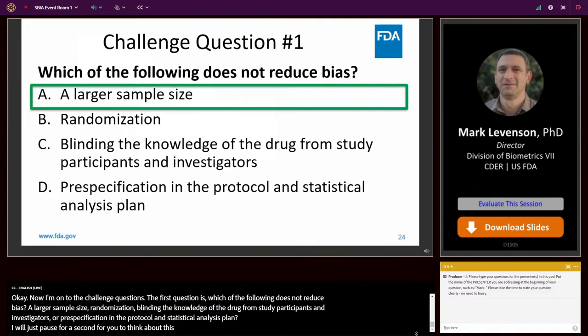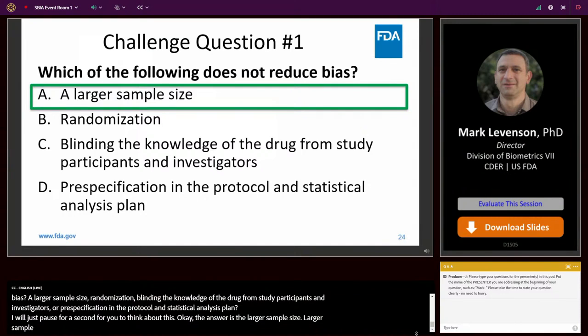Okay, the answer is a larger sample size. Larger sample sizes will reduce variability, but may not affect bias. As we saw in those bullseye examples, you can have low variability, but still bias.